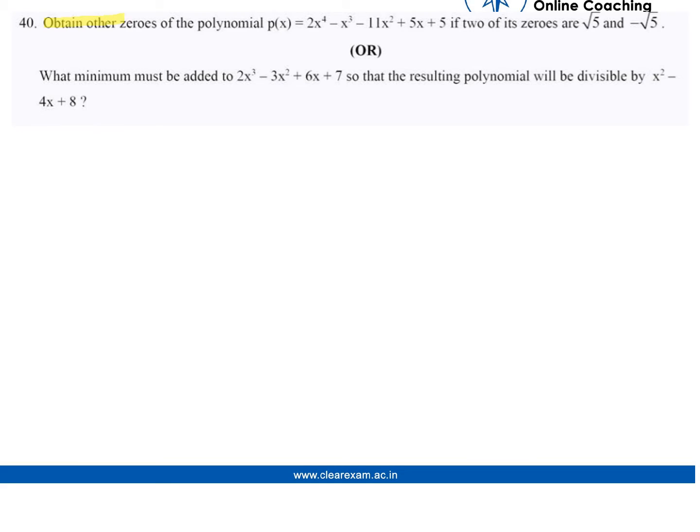The question is to obtain the other zeros of the polynomial p(x). This is the equation. If two of its zeros are root 5 and minus root 5, and the other question is what must be added to this equation so that the resulting polynomial will be x square minus 4x plus 8. So now we will look at the solution.